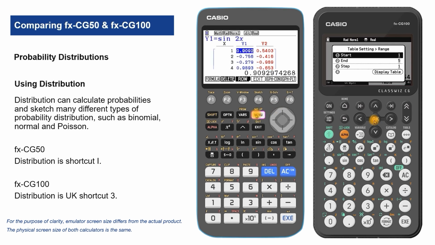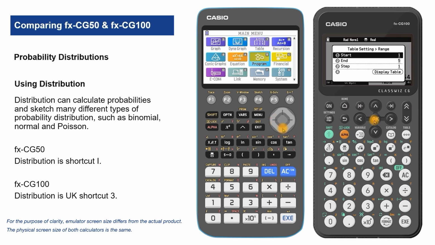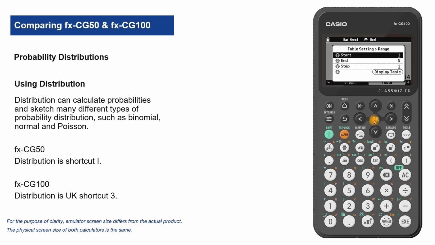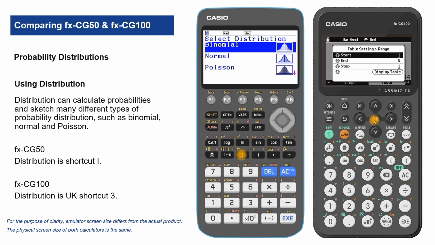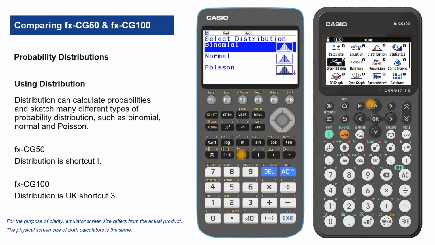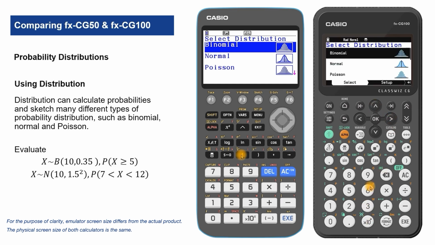For the CG50, scroll down through the main menu or use the shortcut I. For the fx-CG100, the app has been given prominence in the default home screen and can be accessed with UK shortcut 3. The subtle differences in operation can now be demonstrated when evaluating these probabilities.